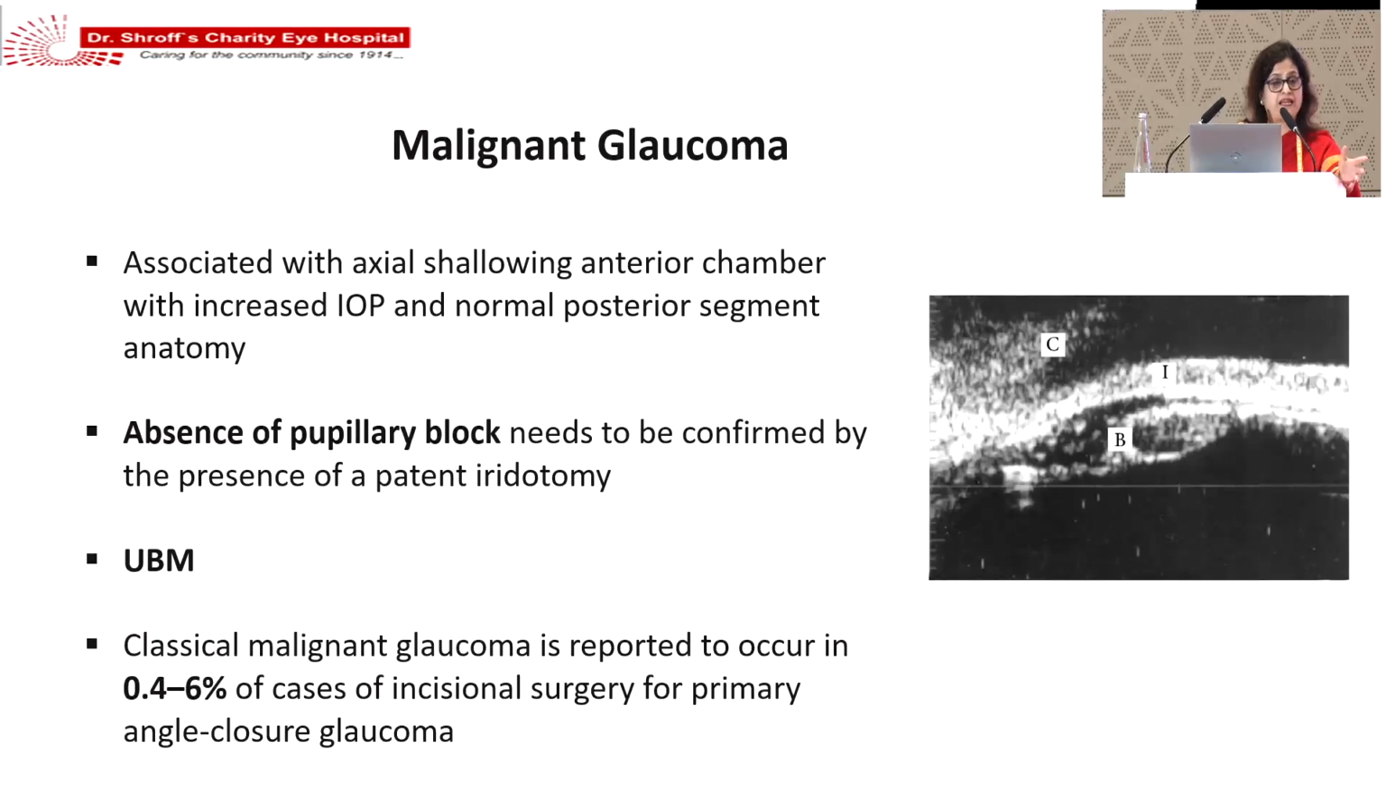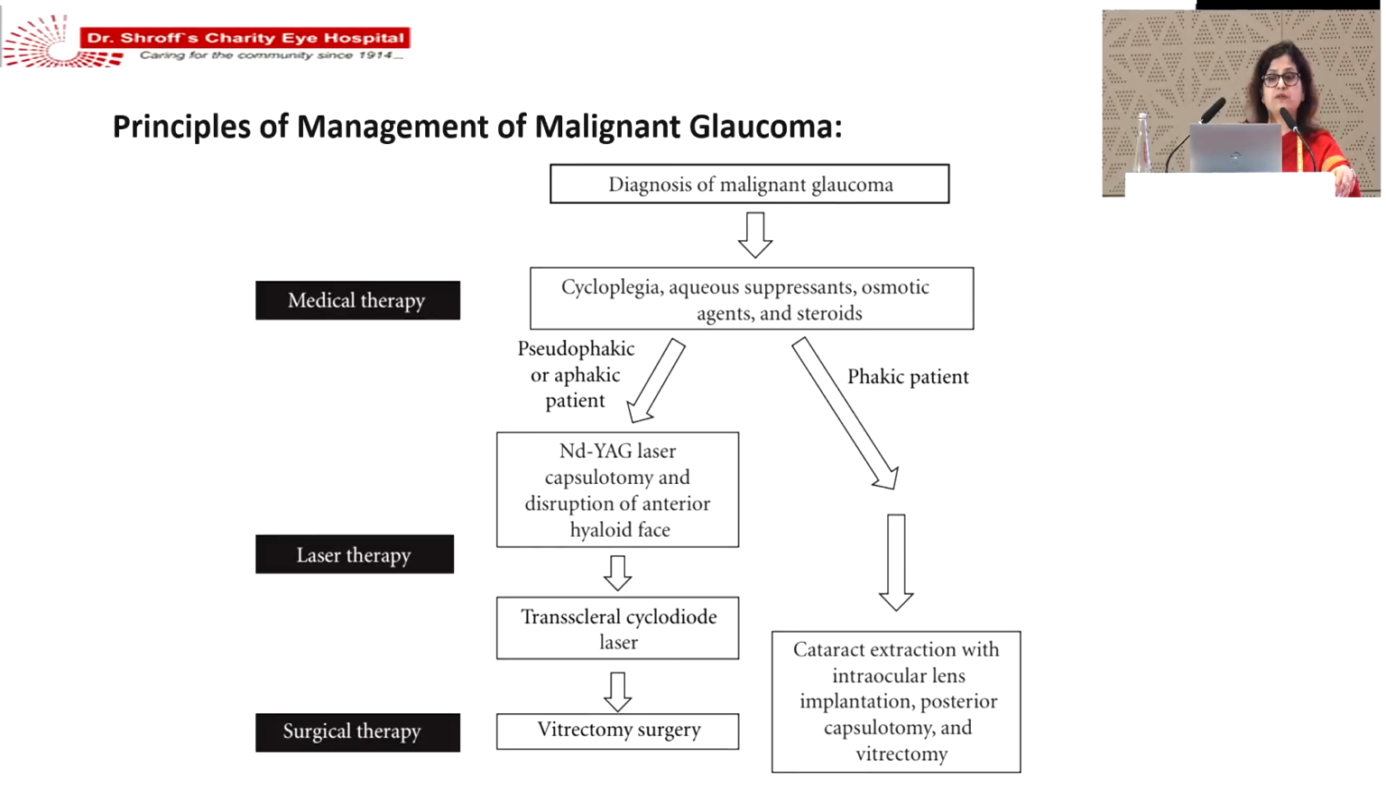The third condition is malignant glaucoma. Again, we see them a lot. Here you have to rule out pupillary block glaucoma, and there is axial shallowing of the anterior chamber. It is secondary to incisional surgery after angle closure glaucoma. UBM is diagnostic. We know the principles of management of malignant glaucoma. To begin with, we start with medical therapy. Cycloplegia is a must. We use a combination of atropine and phenylephrine, and if they do not respond to medical therapy, then if the patient is pseudophakic, we try laser hyaloidotomy and disruption of the anterior hyaloid phase with laser capsulotomy.